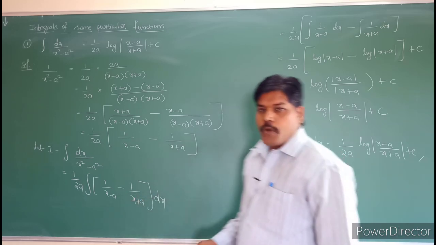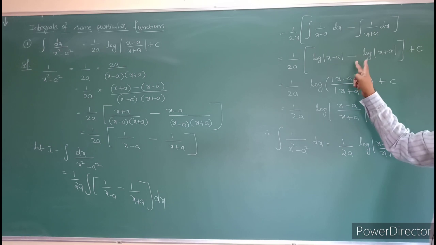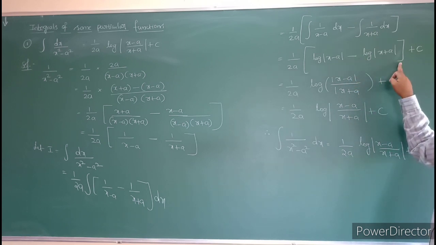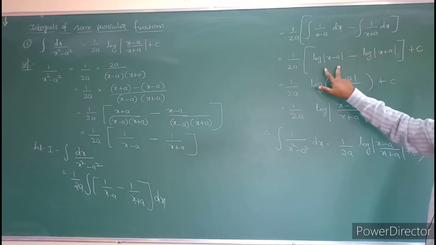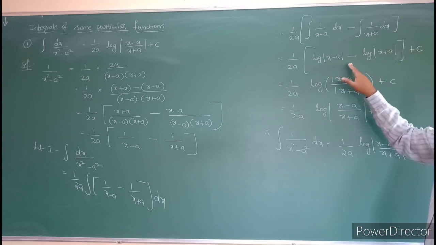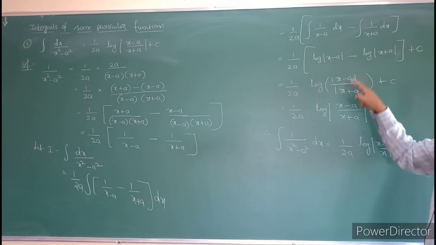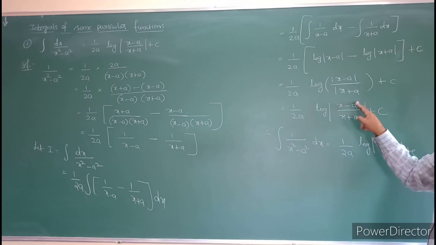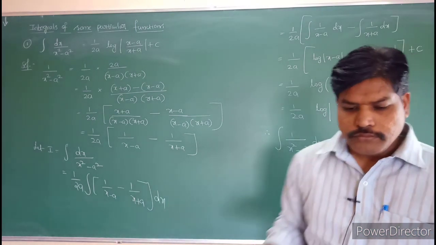Apply the integration. The integral of 1 by x minus a is nothing but log of mod x minus a, minus log of mod x plus a. So this is the log a minus log b form, which is nothing but log of a by b. So log of mod x minus a by mod x plus a you can write as log of mod x minus a by x plus a. All are understood, students?